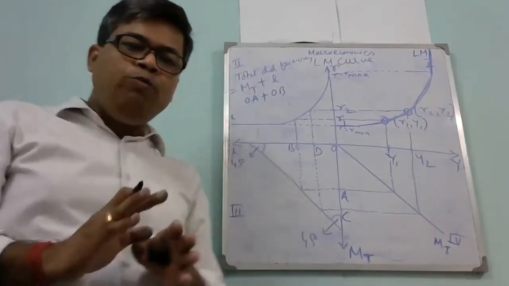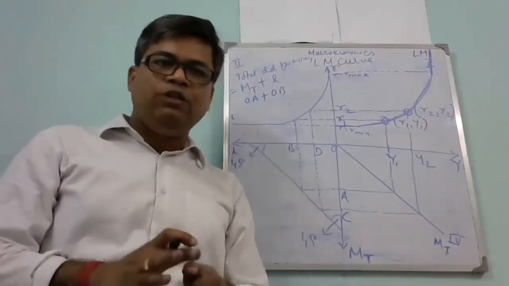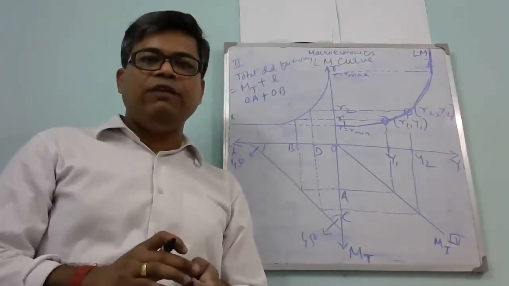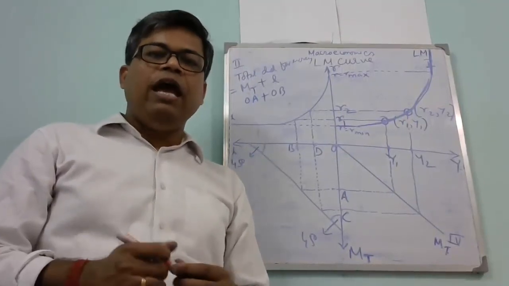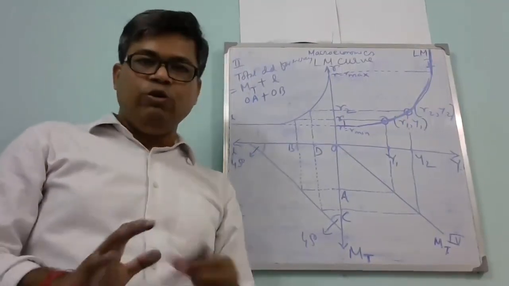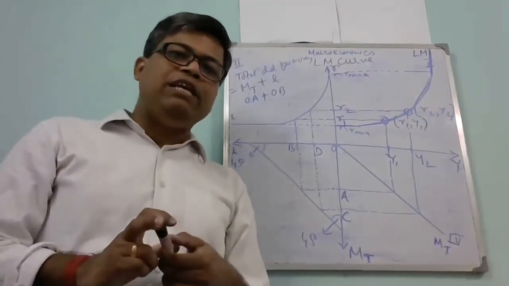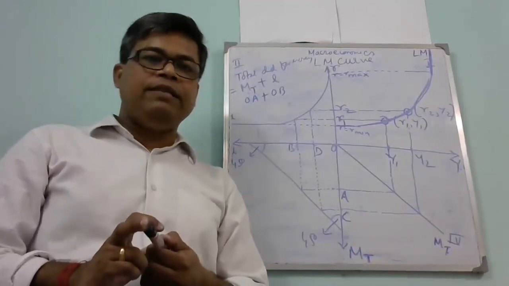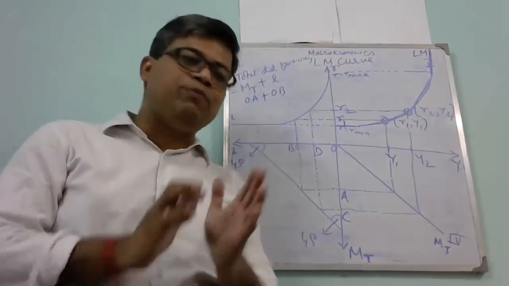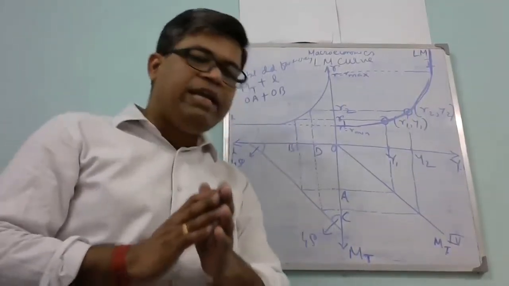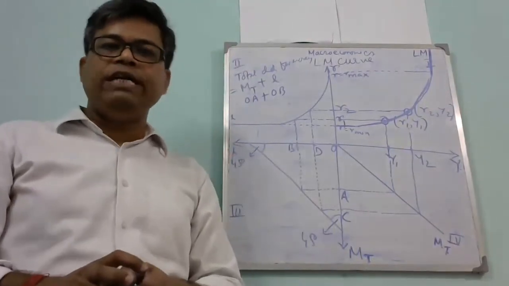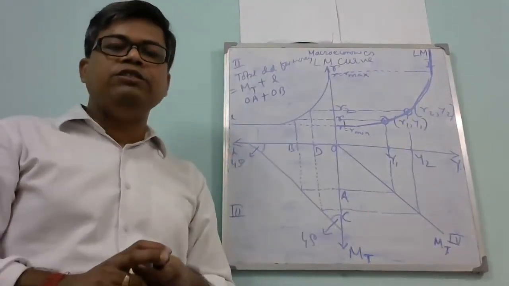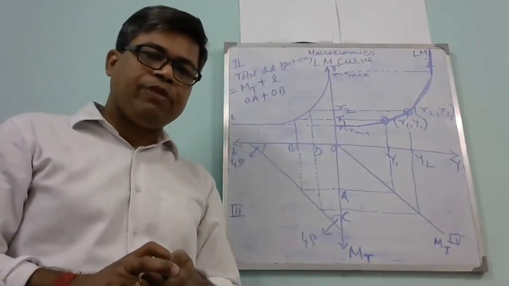I hope this concept is clear to you, how to derive the LM curve and the money market equilibrium. In my next video, we will describe general equilibrium, where the product market and money market are both operating together, and how the general equilibrium is achieved.